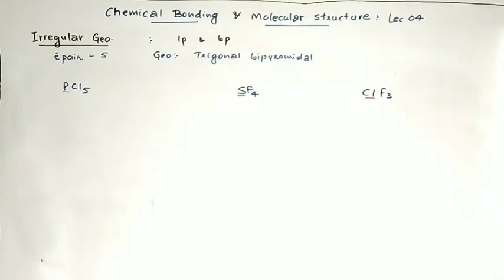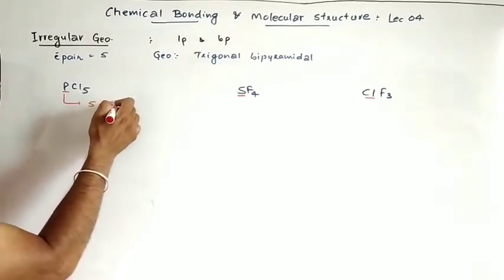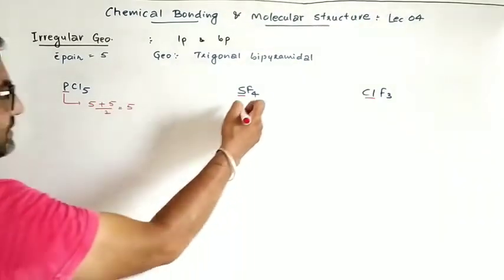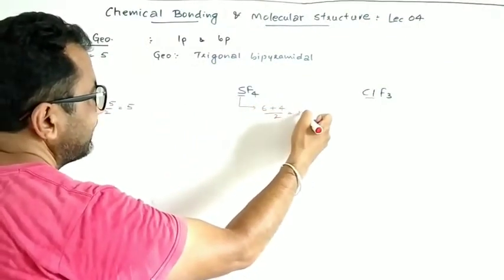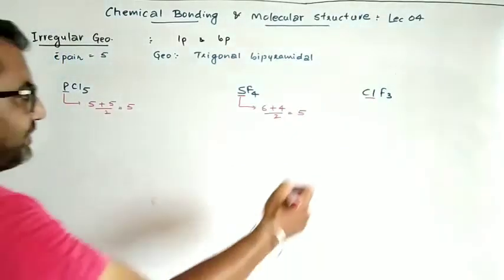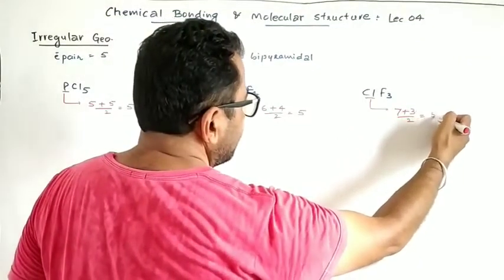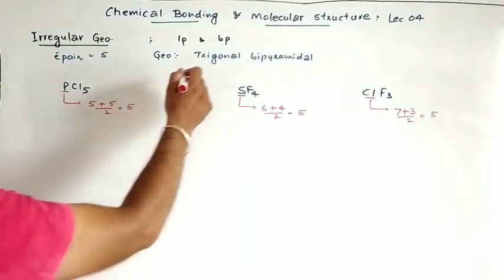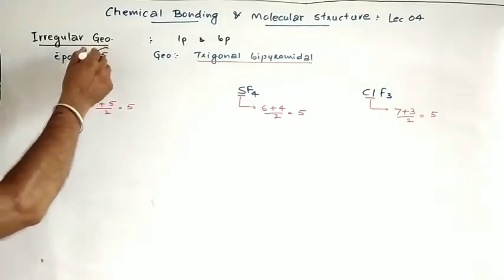Okay, in the first molecule, phosphorus has 5 valence electrons, monovalent are 5, divided by 2 is 5. In the second, sulfur has 6 valence electrons, 4 monovalent, divided by 2, again 5. Chlorine has 7 valence electrons, 3 monovalent, divided by 2, again 5. It means all these 3 molecules have the same geometry, trigonal bipyramidal, as the number of electron pairs is the same, 5 in each case.